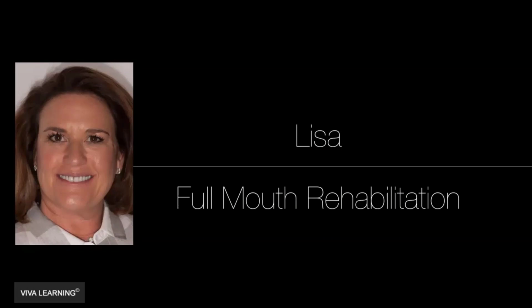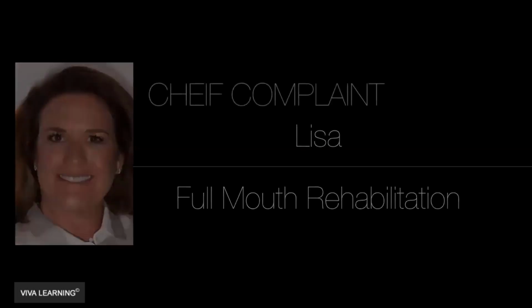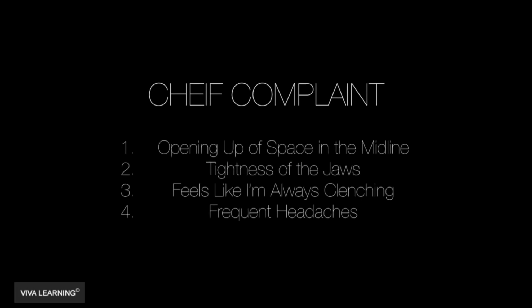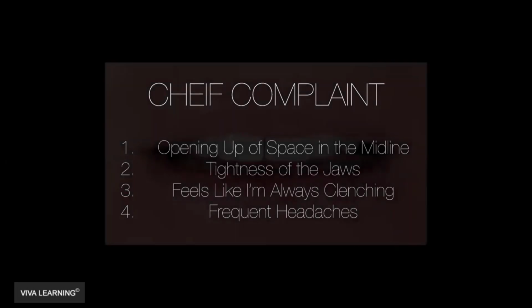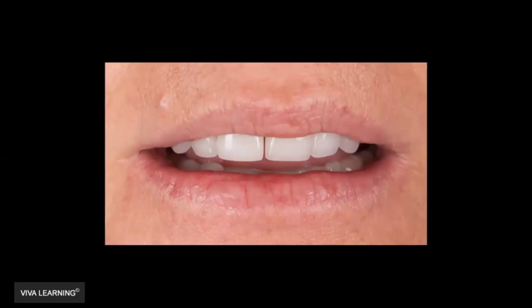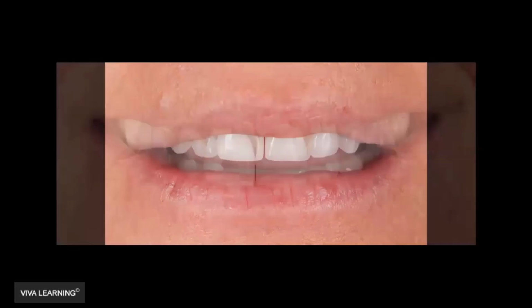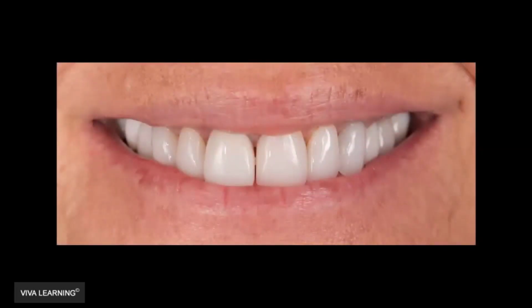Oh, okay. So yeah, basically she was having some jaw issues. And when you start to do a full mouth rehabilitation and you have a patient that has jaw issues, you really, really want to be very, very careful and take your time with those folks. So basically your chief complaint: opening up the space in the midline, the tightness of the jaws, feels like she's always clenching, and she happened to have frequent headaches. And so talking with Josh about this, I ended up sending him these pre-op photos. And then we talked through the case with this.